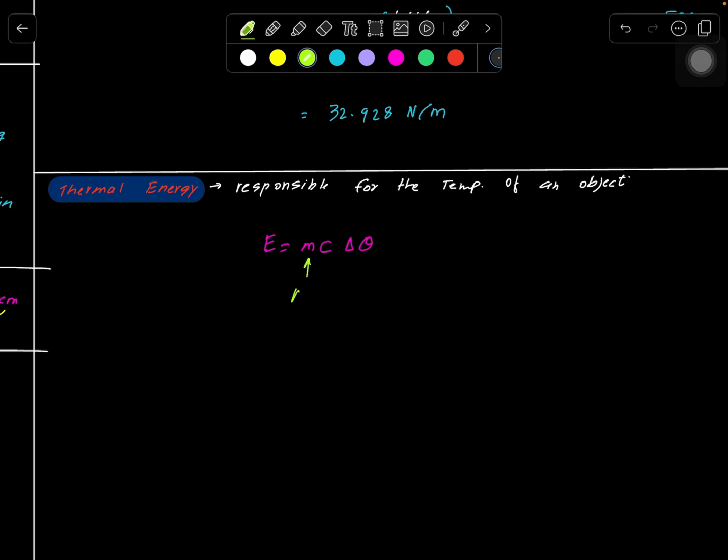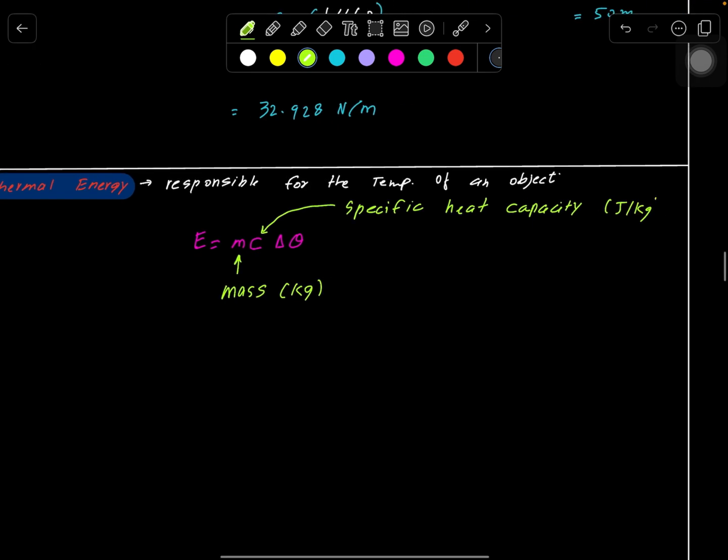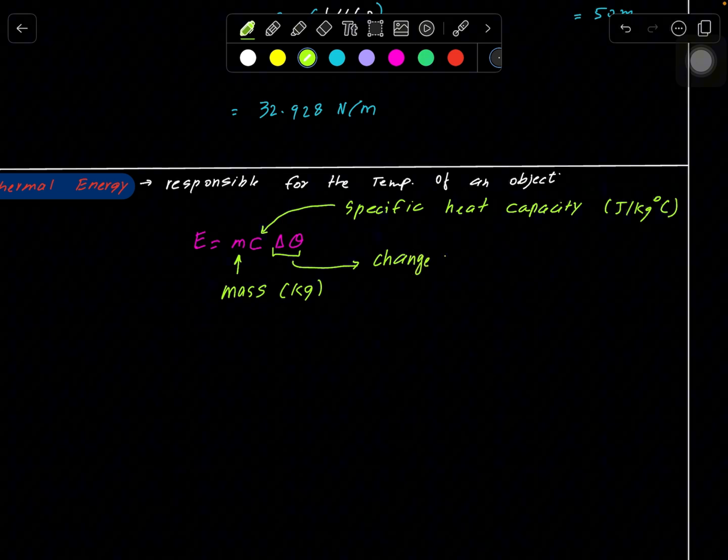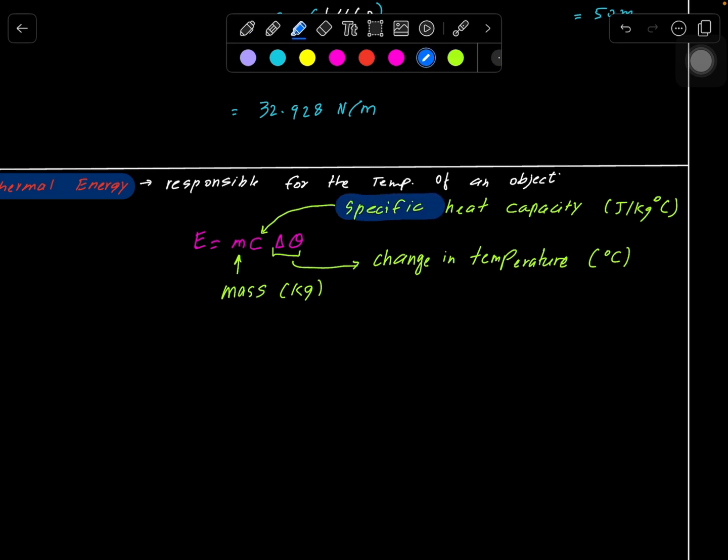Now this m is the mass of the object, and it's measured in kilograms. C is the specific heat capacity. Its unit is joules per kilogram degrees Celsius. And delta theta is simply the change in temperature. Theta is temperature, and delta is representing change, in degrees Celsius. Now, what is a specific heat capacity? This is a property of matter, okay?